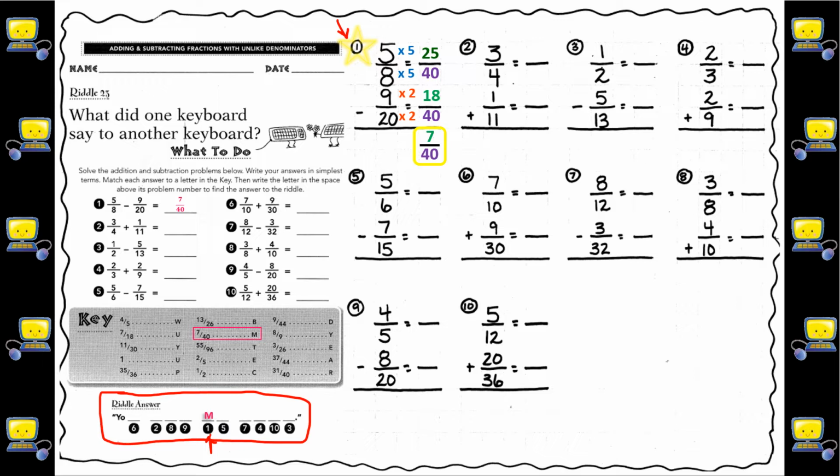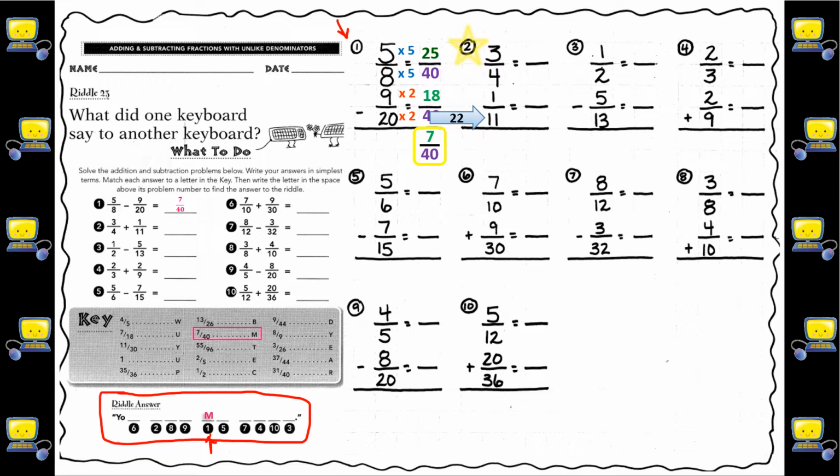Now I want you to copy problem number 2 down, pause the video, and solve it. When you're ready to go over the answer, unpause the video. First, we take a look to see which denominator is larger. It is 11. Can we use 11 as our common denominator? No. 11 is not a multiple of 4, so we're going to double it.